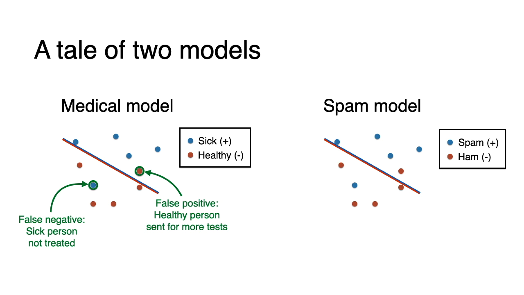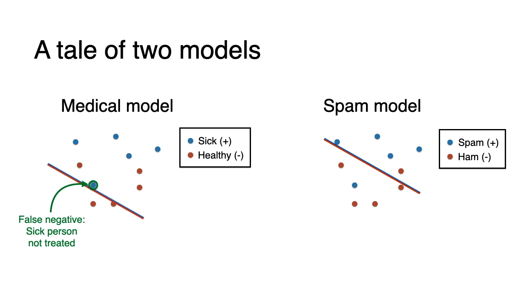Let's think, which one of these two is worse? Well, I think it's the false negative, since I'd much rather send a healthy person for extra tests than send a sick person home. So let's forget about the false positives and try to modify this model so that it won't have any false negatives at all. Something we can do is translate the line down here to make sure our model makes no false negative mistakes.